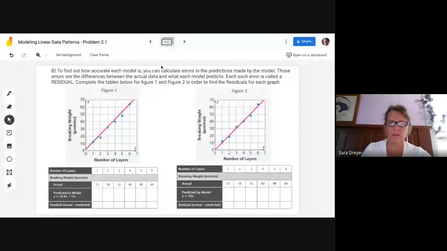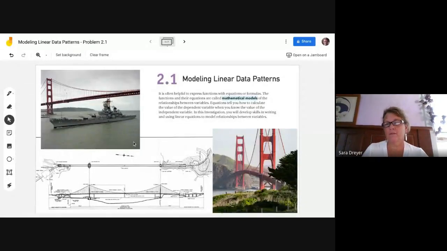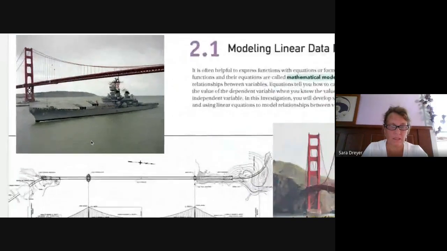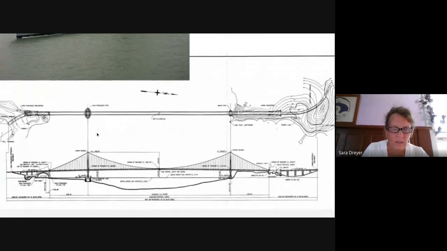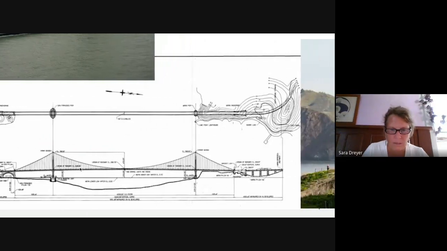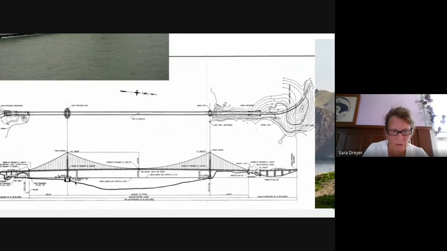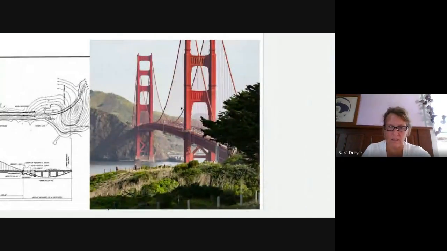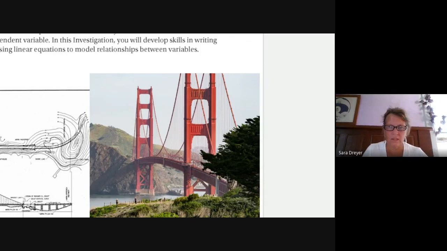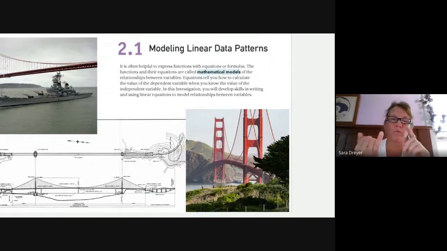Okay, here is your Jamboard. Notice the way cool pictures of the Golden Gate Bridge. This one has a ship sailing underneath it. Look at all the sailors standing there. And this one is a schematic of it, and the bottom of the bay that the bridge stretches over. And then there they are. There's the Golden Gates.